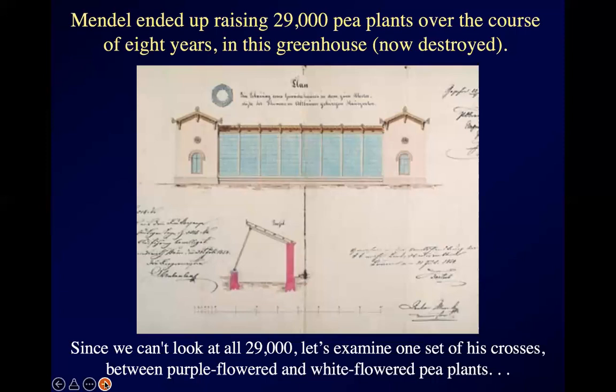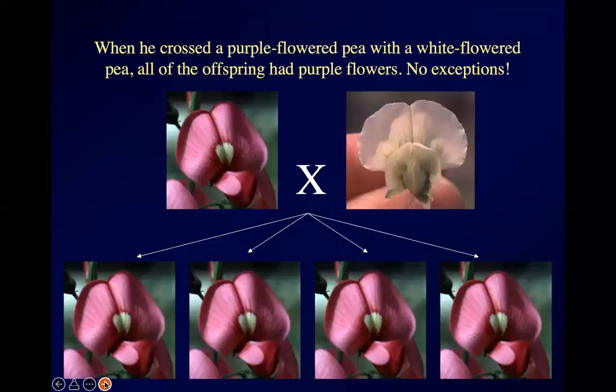In this case, it doesn't actually make a difference whether you're using pollen from purple-flowered plants to fertilize a white-flowered plant or pollen from white-flowered plants to fertilize a purple-flowered plant. There are cases where that does make a difference, but let's not get ahead of ourselves. For right now, it doesn't matter which parent the pollen is coming from.